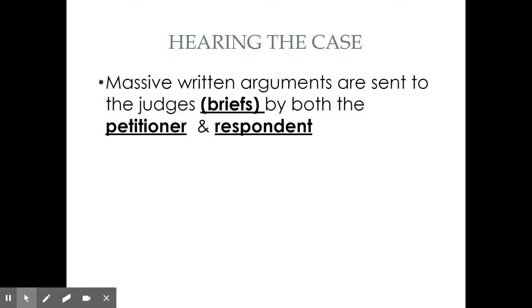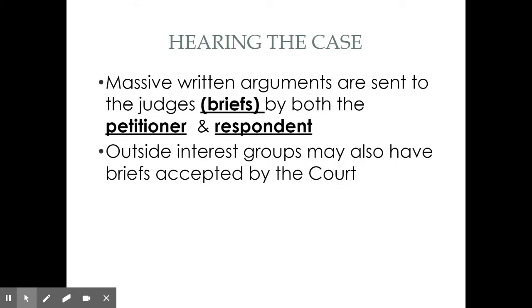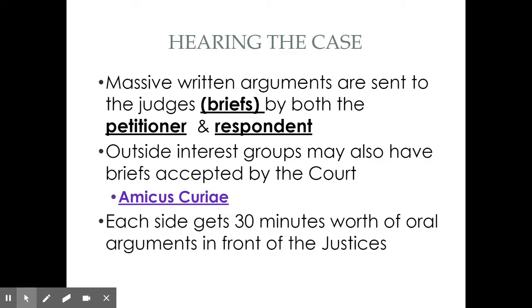So each of those groups will submit written arguments on their behalf. Outside interest groups can also submit briefs. These are called amicus curiae briefs, which is Latin for "friend of the court." If you're not directly involved in the case, but the Supreme Court's decision may impact you or your organization, you have the opportunity to submit how you think the Supreme Court should rule. So it's not just the petitioner and the respondent submitting arguments, it's all these other groups that may be impacted by whatever the case is about. So it's a ton of reading that has to be done by the justices.